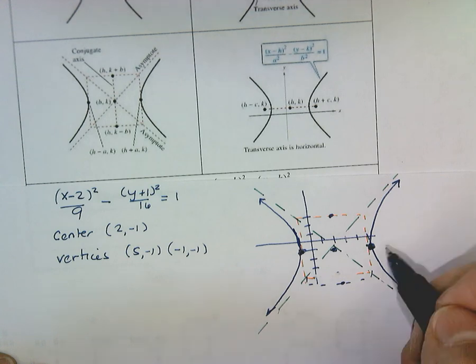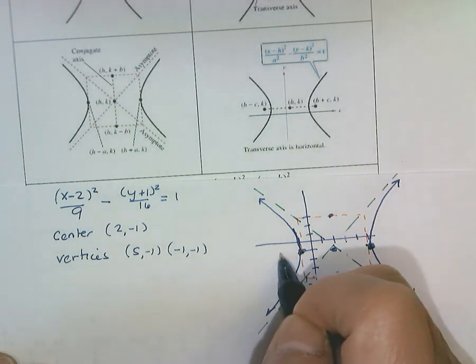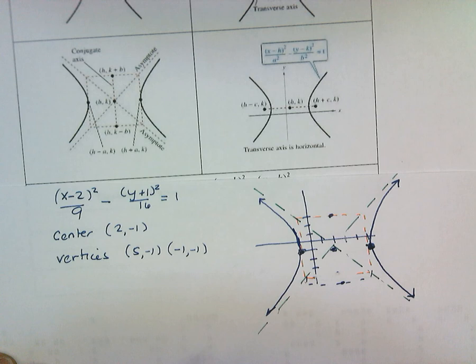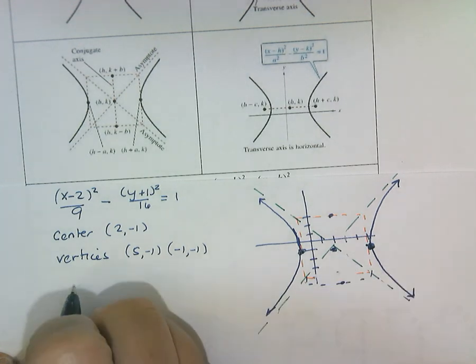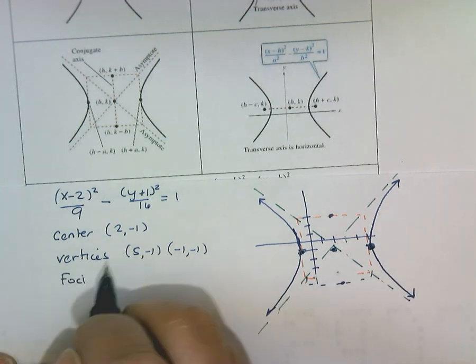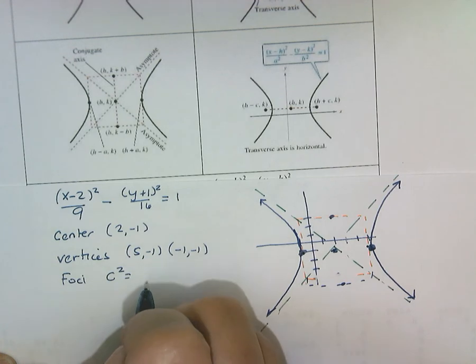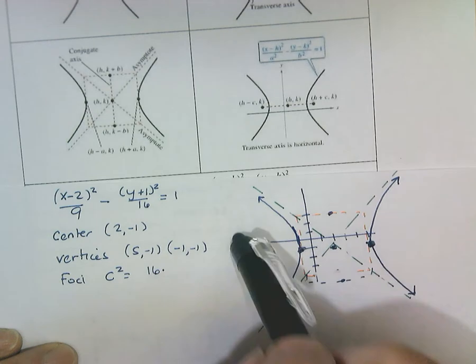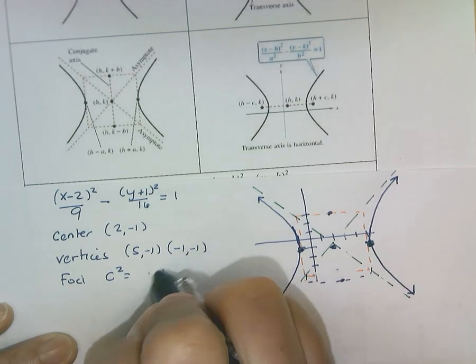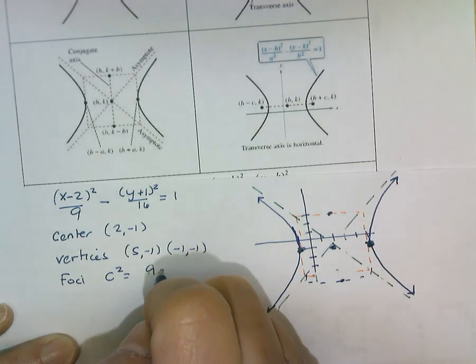My focus points are going to be outside in here. So I have to figure out that distance c from the center. For the foci, I've got c squared is equal to a squared plus b squared. Actually, a is always first.